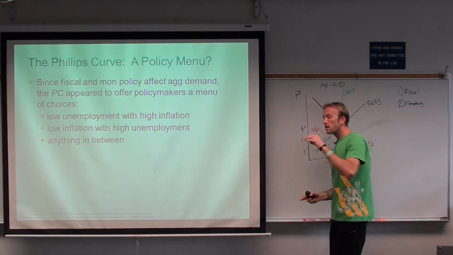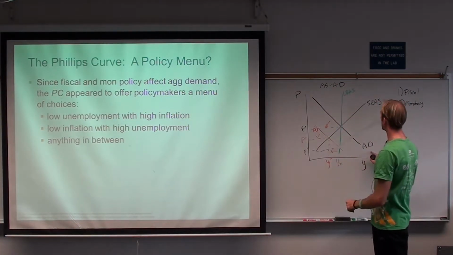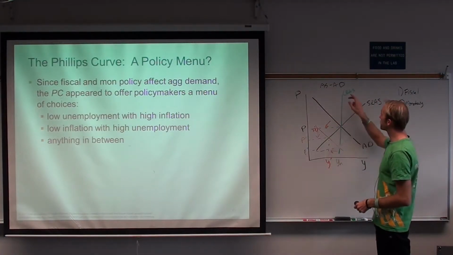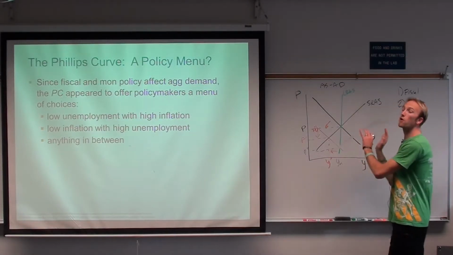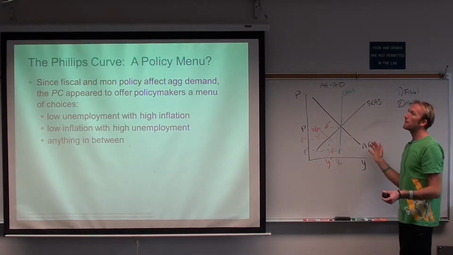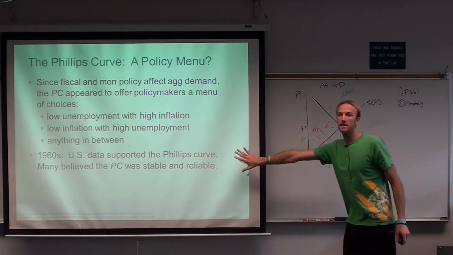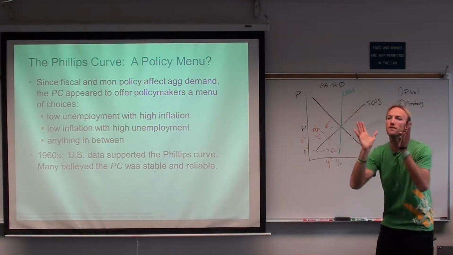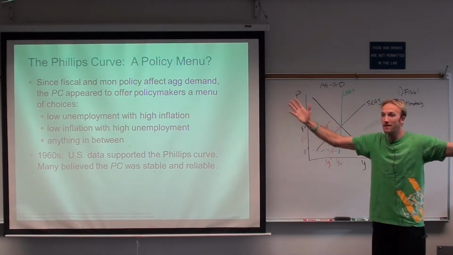And so if you just look at the AD curve and the short-run aggregate supply curve and you forget about the long-run aggregate supply, if you forget about the long run, this totally makes sense, doesn't it? It totally makes sense, okay? And in the 1960s, it did, because they were only looking at data for a couple of years.